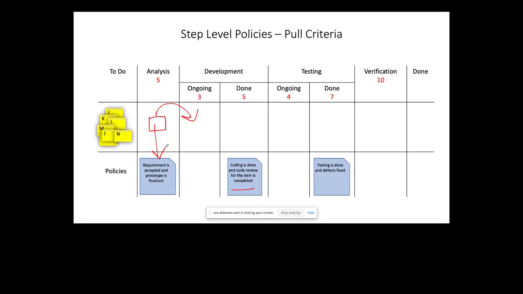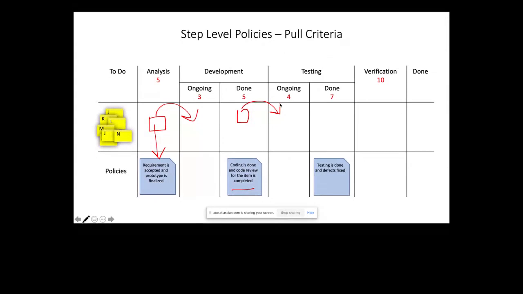When this particular criteria is satisfied, coding is done and code review for the item is completed. When this signal is given, the testers will know, okay, this particular ticket I can pull from development into my particular bucket. Okay, so these are step level policies. Let's again go back to our Jira instance. Let's see how we can actually do this now.